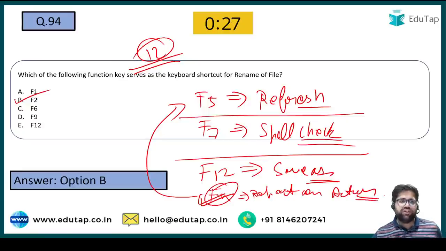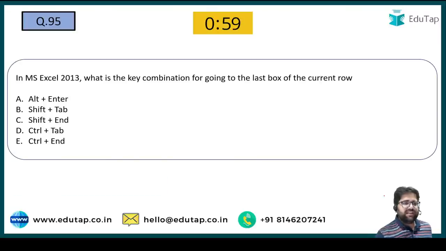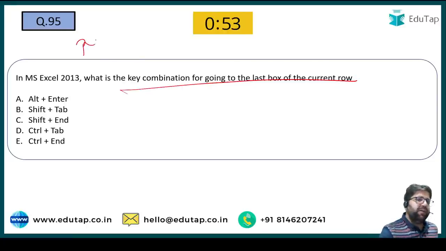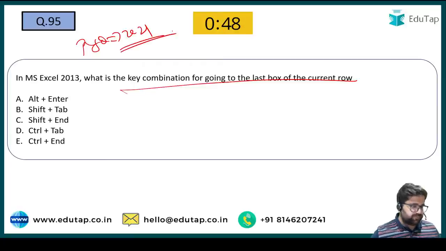Now let's move to question number 95. In MS Excel 2013, what is the key combination for going to the last box of the current row? This is also a PYQ of 2021. If I'm using MS Excel 2013, what is the key combination which I have to press if I have to go to the end of the last box?